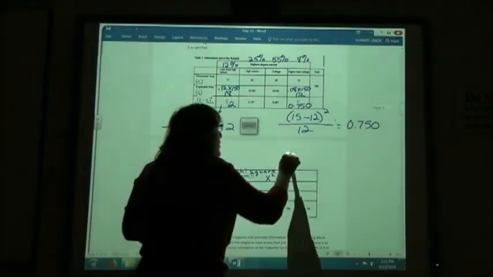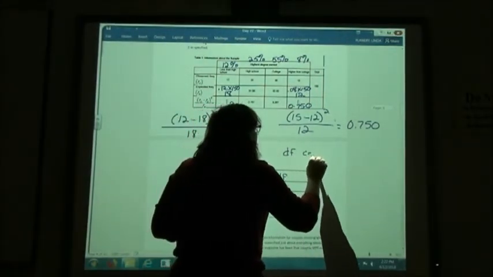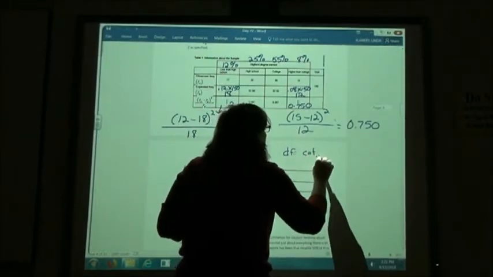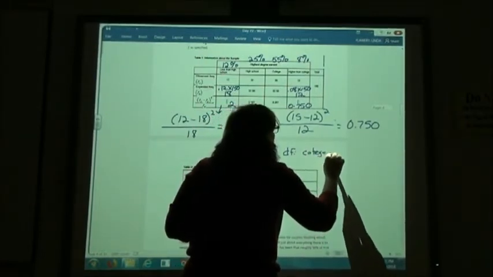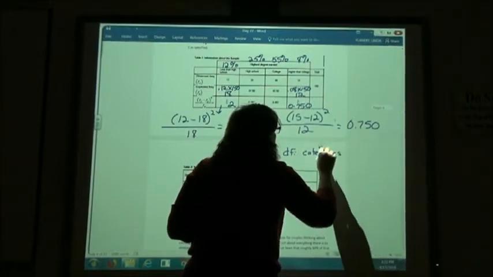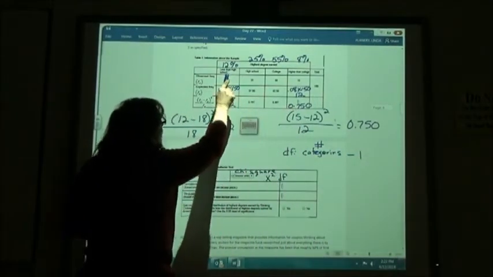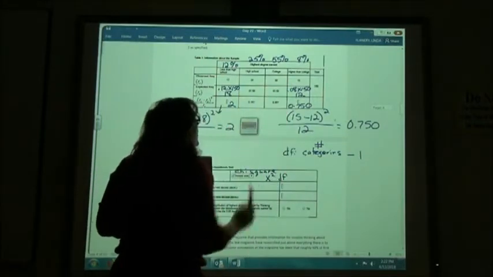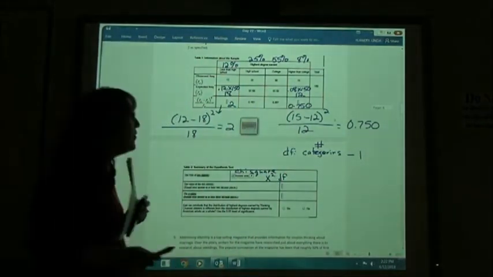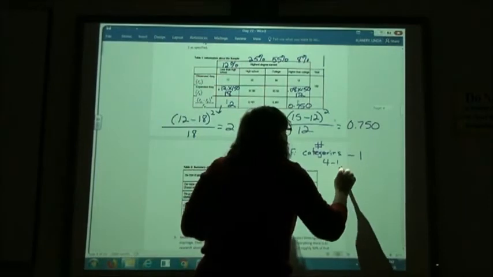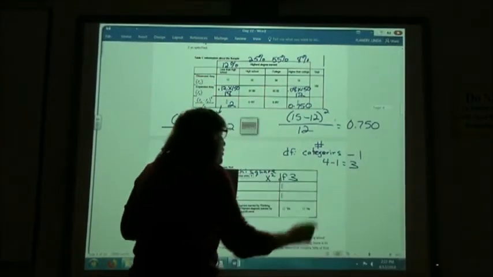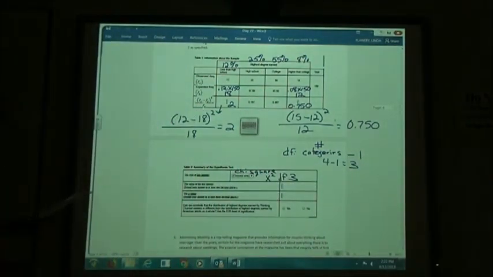So, the degrees of freedom is the number of categories minus 1. Here we have 1, 2, 3, 4 categories. We have 4 different things. So 4 minus 1 would give us 3, so our degrees of freedom is going to be 3.